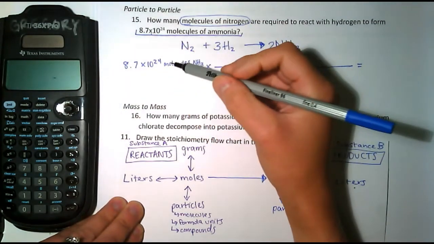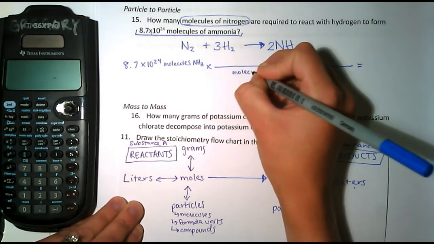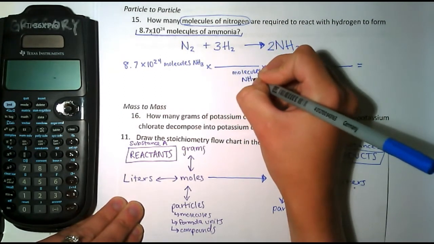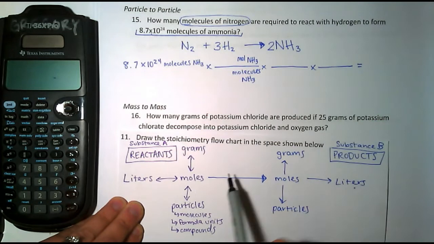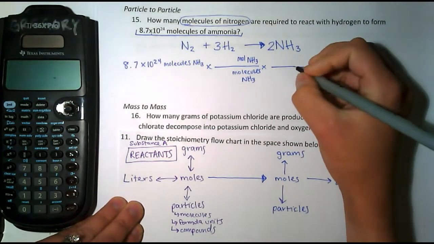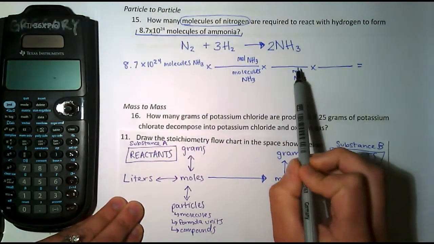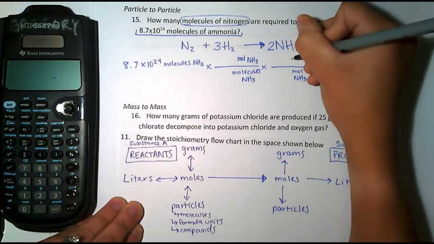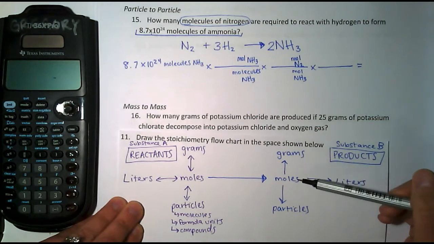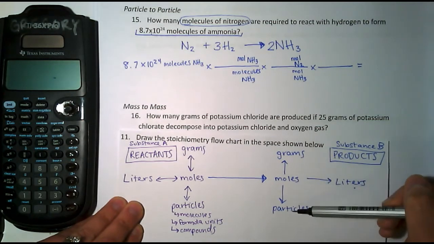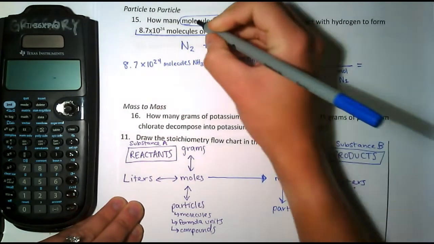So my first conversion factor is going to take molecules to moles. So we're going to have molecules of NH3 to moles of NH3. Then my second conversion factor is going to take moles of one thing to moles of my other thing. So moles of NH3 goes on bottom, so it cancels. And then we're converting to moles of nitrogen. Nitrogen is our desired substance. Moles of N2. And then my final conversion factor is going to take moles of my new substance to particles of my new substance. So moles of N2 to molecules of N2.